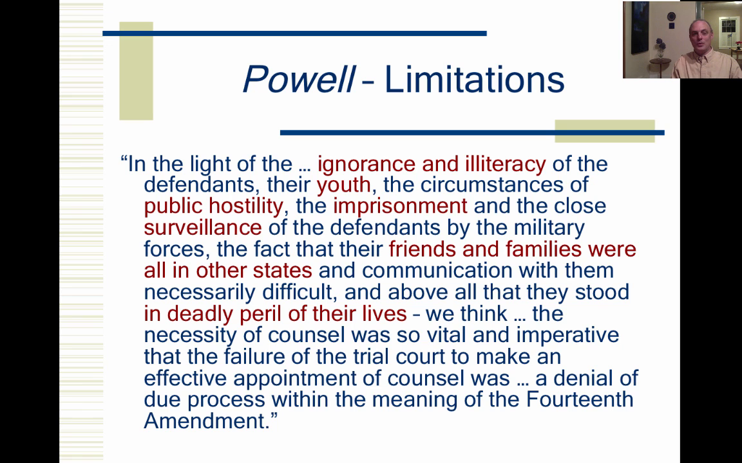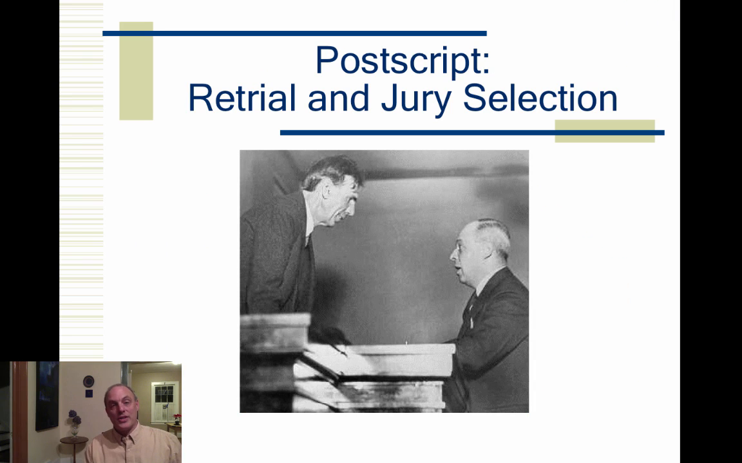These were defendants who were not educated, who were illiterate, they were young, extreme public hostility. There was some serious risk of them being lynched based on these charges. They were kept away from loved ones. Their friends and family were out of the state elsewhere. They faced the death penalty. Under all of these circumstances, the court said that you have to have a lawyer to avoid inaccuracy in a trial under these circumstances. And so after the Supreme Court's decision in 1932, you got to have a lawyer.